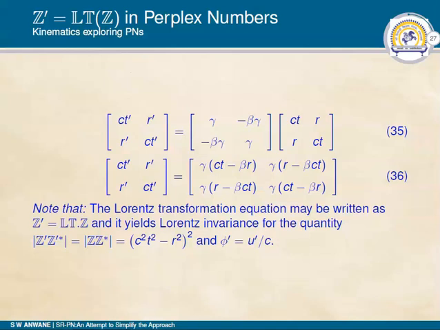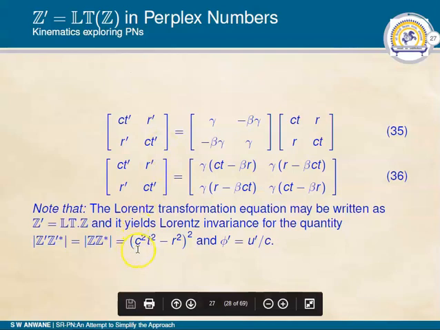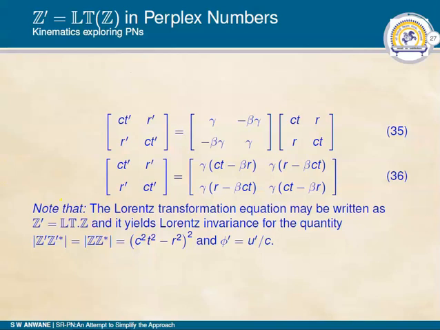If you simplify the right hand side of equation 36 for the magnitude of the number, or length of the perplex number, or mod of the number, you will encounter the quantity c squared t squared minus r squared whole square root, which is in fact mod of z z star equal to mod of z dash star. The involved angle phi or phi dash you can define from the basic parameters, and here I have defined phi dash as u dash upon c. The dash is indicating quantities for the observer in frame S dash.